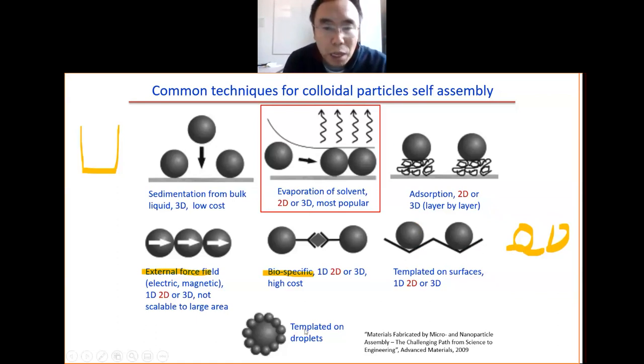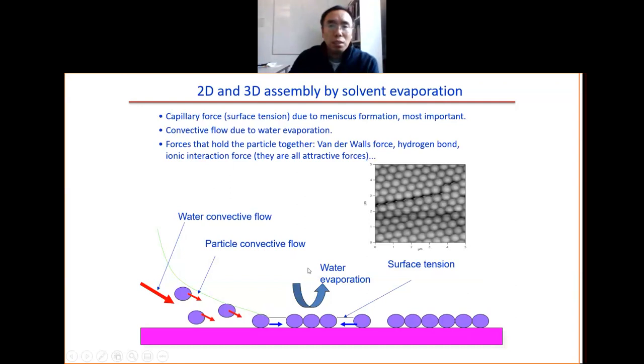This is the template on the droplet. So now let's look at how this works: evaporation of the solvent. When you do the spin coating or cast coating, the water here will be vaporized. And when the water is vaporized, there will be a convection flow of water from the bulk. The water will flow this way, and the spheres will also come to the interface.